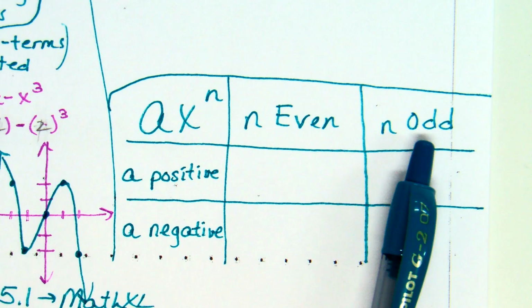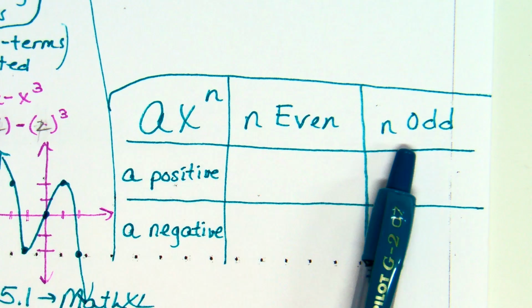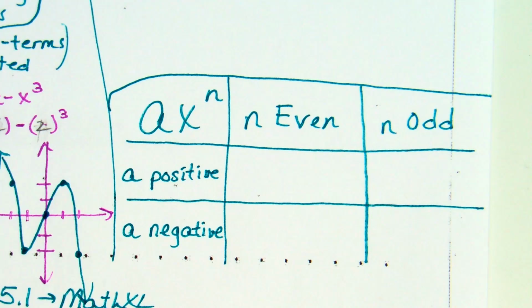What was true of our end behavior when a was positive? What was my end behavior? It was down and up. So anytime you have an odd exponent and it was positive out front, you're going to have down and up behavior. What if it was x to the third, x to the fifth, x to the seventh, but a is negative? It switches, it's up and down.